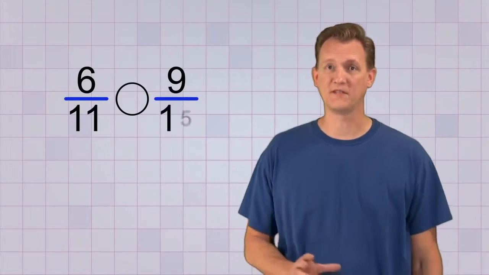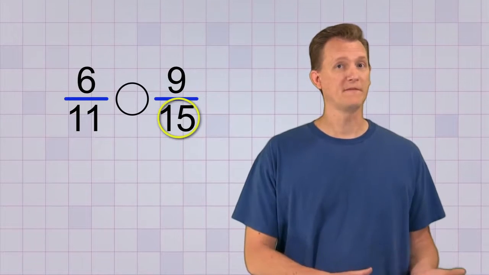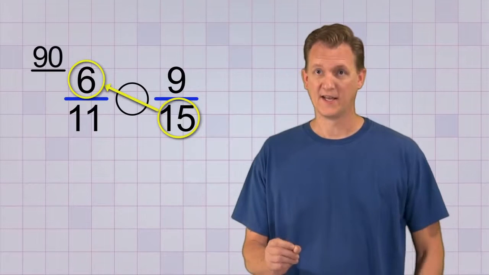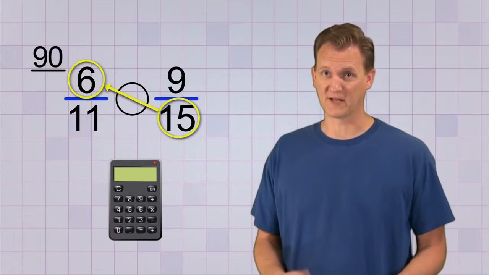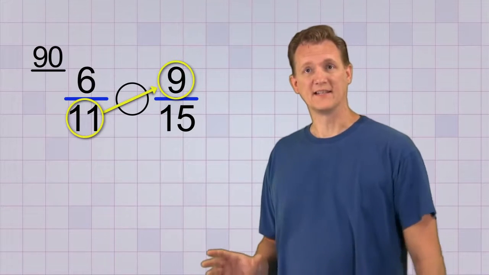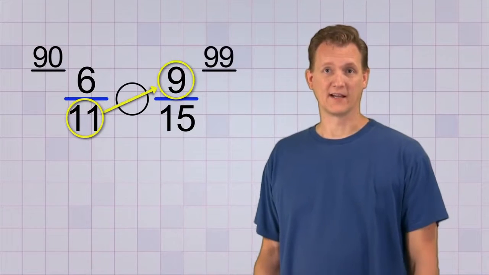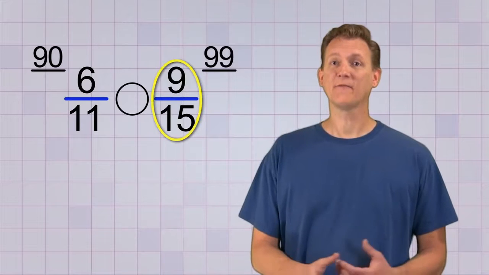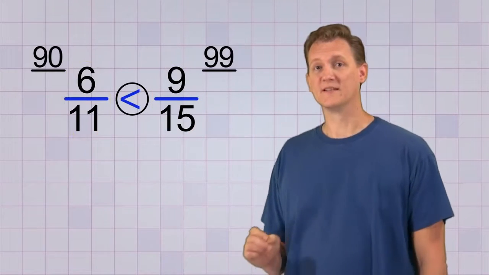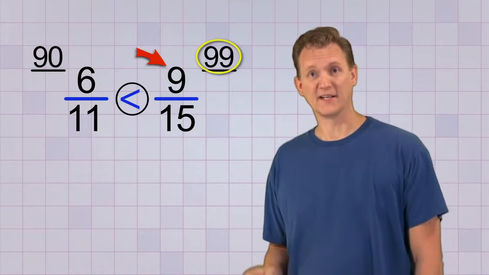Let's do one more comparison by cross-multiplying. Let's compare 6 over 11 to 9 over 15. First, we'll multiply 15 by 6 to get the new top number of the first side, which is 90. Now you can always use a calculator to do the multiplications if you need to. Next, we multiply 11 by 9 to get the second new top number, which is 99. So that tells us that the second fraction, 9 over 15, is greater than the first fraction because its new top number, 99, is bigger.